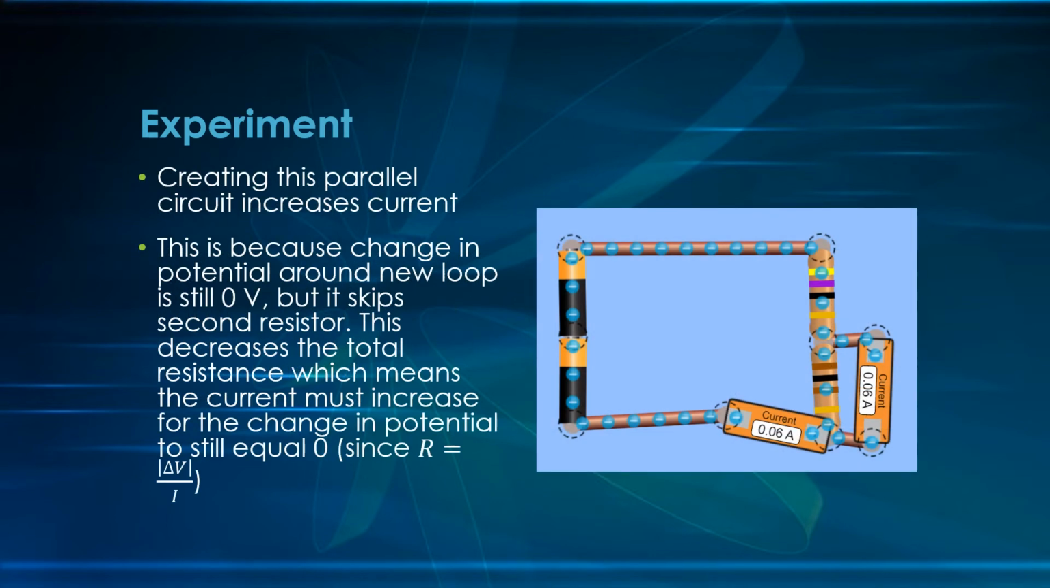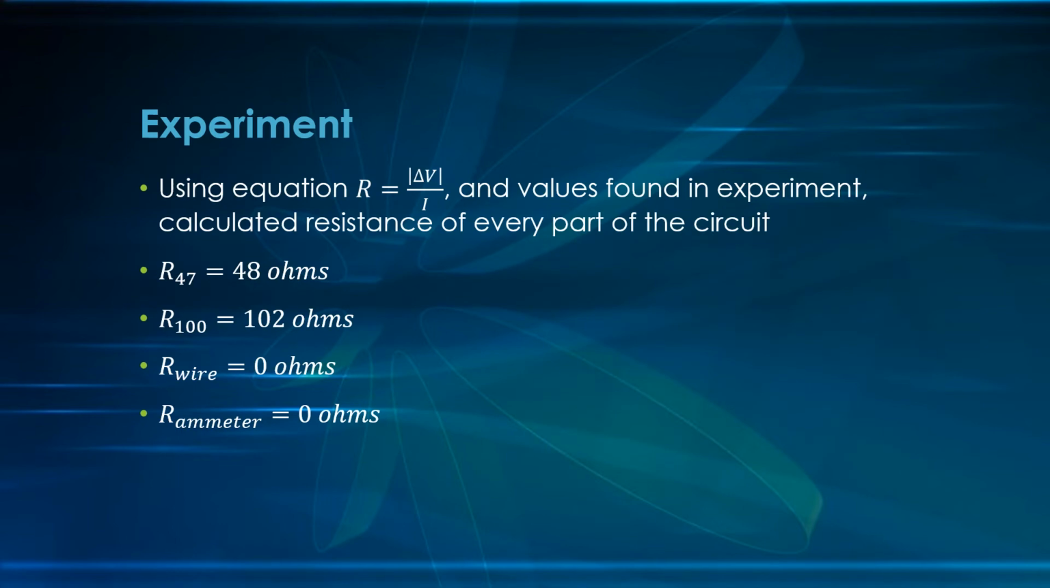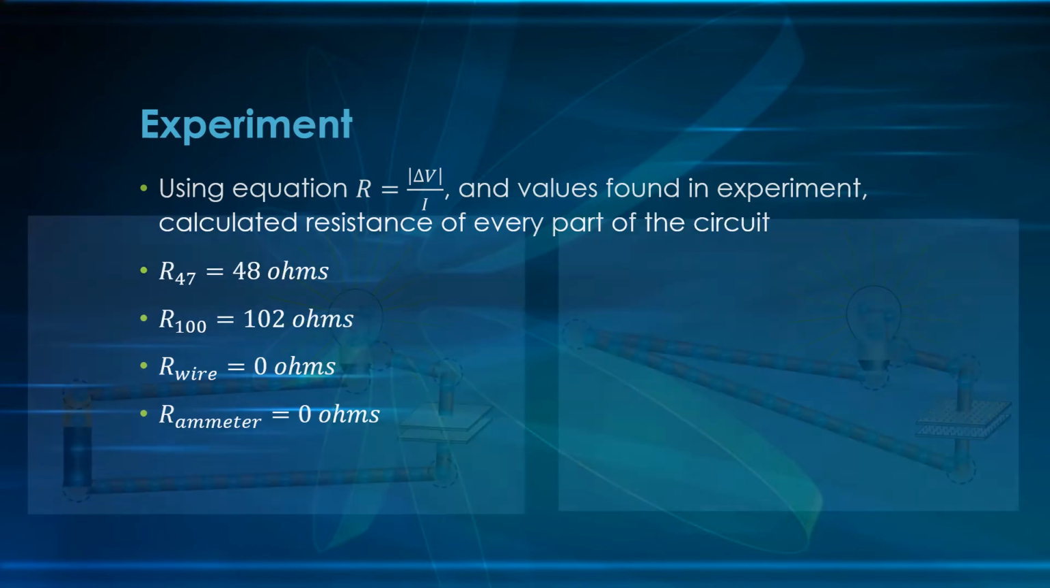Now I created this parallel circuit, and the current increased. This is because the change in potential around the new loop must still be 0 volts. However, the new loop only uses the first resistor. So this means that there must be an increase in current so that the change in potential still equals 0. Using the resistance equations and the values found in the experiment, I was able to calculate the resistance at every part of the circuit as shown.